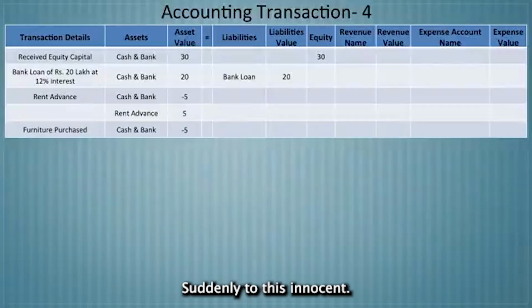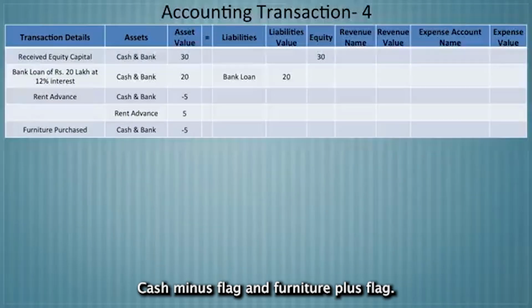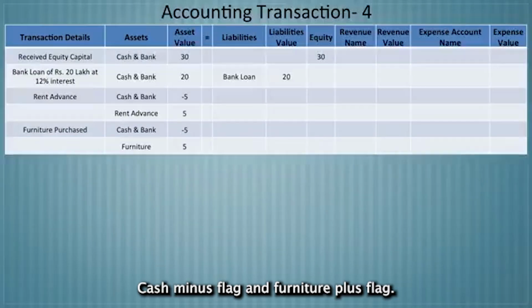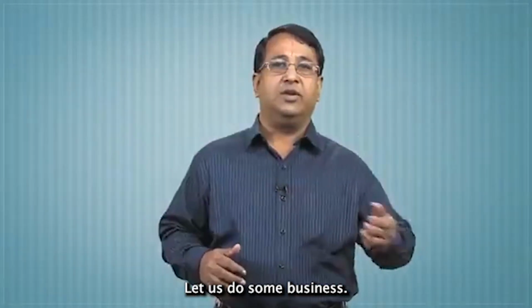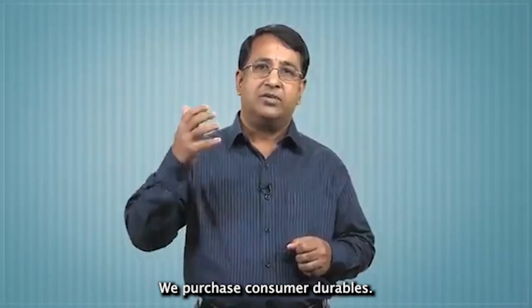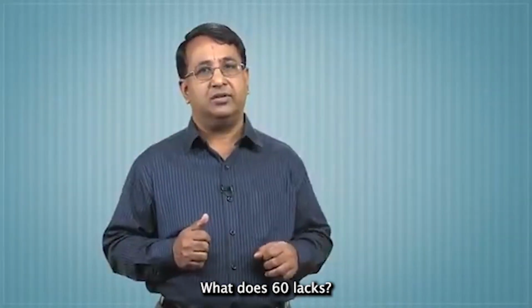Furniture is an asset. We enter again cash minus 5 lakh and furniture plus 5 lakh. Now cash value comes down again as we spend money. Let us do some business. We purchase consumer durables worth 60 lakhs.